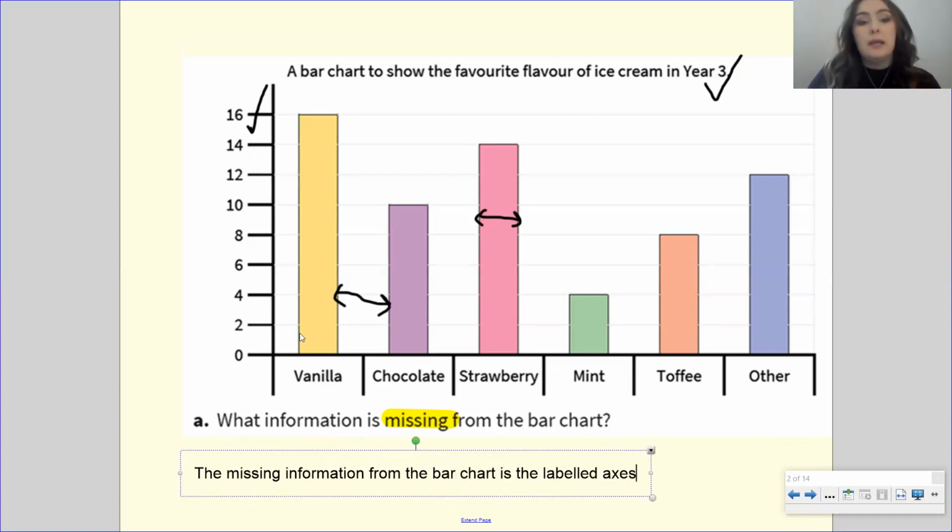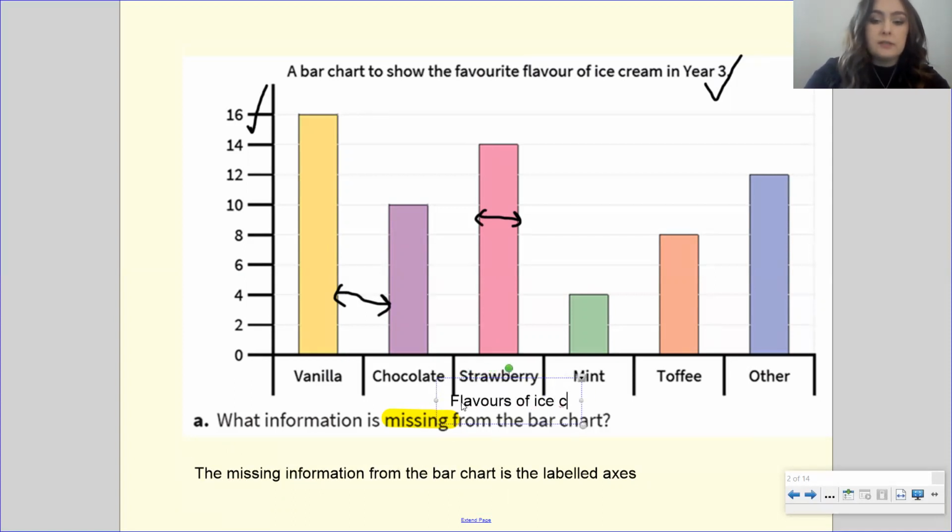Now, if we were labeling them, what do you think we would call them? Pause the video and have a think. Well done. So for this bottom one here, we've got vanilla, chocolate, strawberry, mint, toffee, and other. That tells us the flavors. So I would write flavors of ice cream as the labeled axes for this one. Now over here, this shows us the numbers. So I would probably write something like the number of votes for each flavor. I hope that has helped.